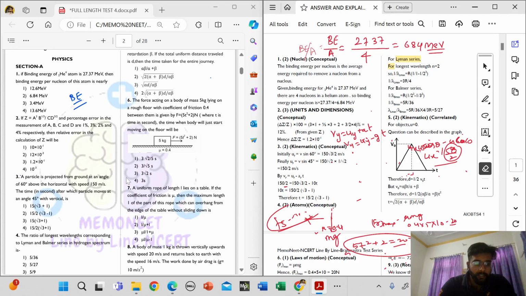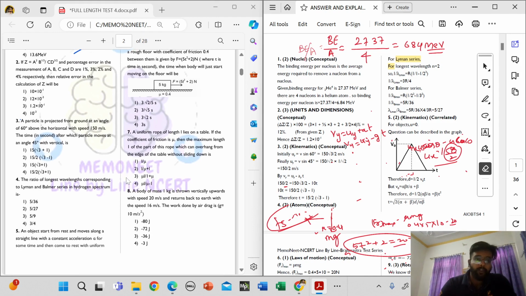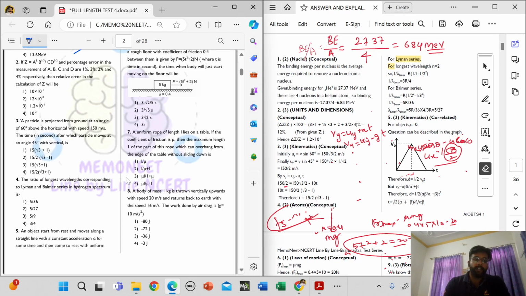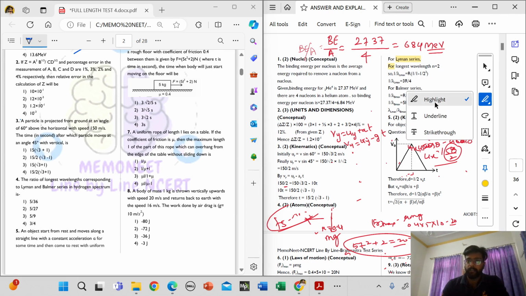Our next question is the ratio of the longest wavelength corresponding to the Lyman and Balmer series in the hydrogen spectrum. This is a question from atomic physics, Lyman and Balmer series. So we know the formula.